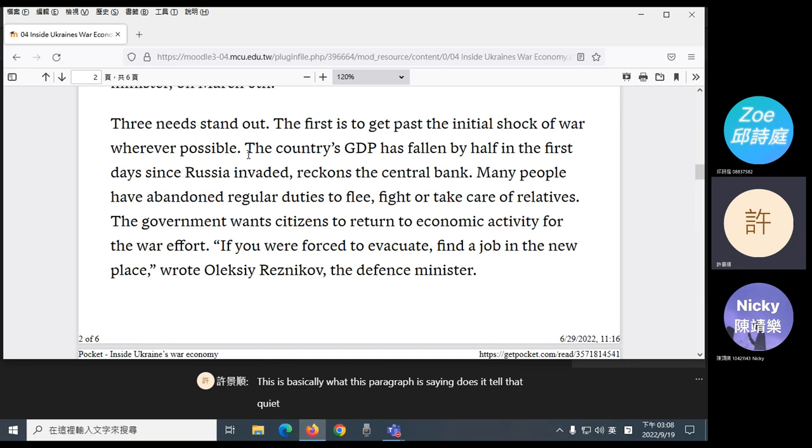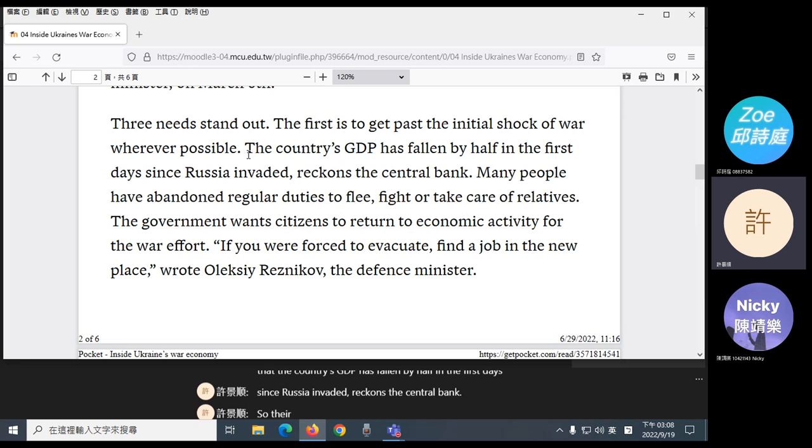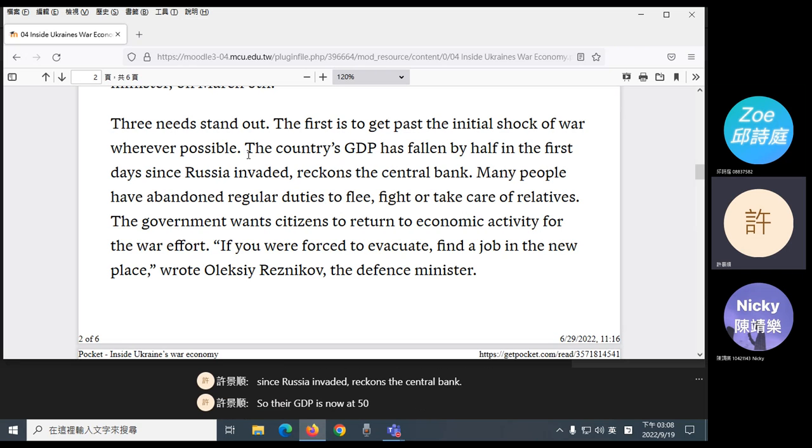The country's GDP has fallen by half in the first days since Russia invaded, reckons the central bank. So their GDP is now at 50% after Russia invaded. Can you imagine a GDP? Just a GDP, it's really scary. The word reckon means believe. So the central bank believes this. That's what they think.